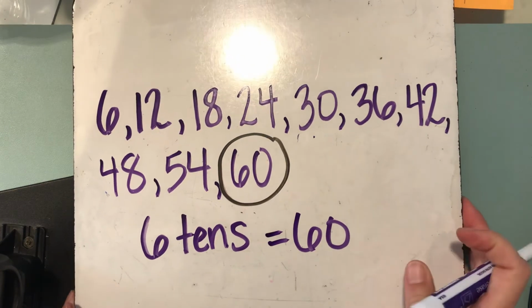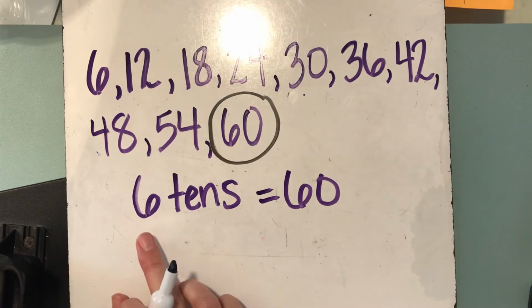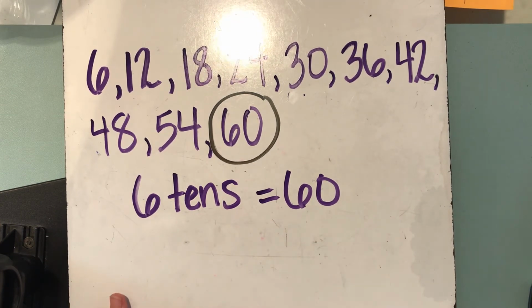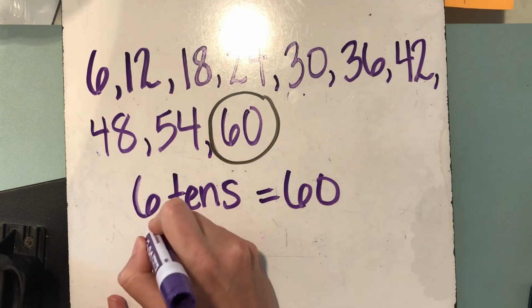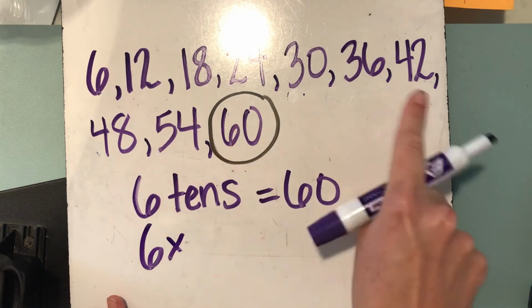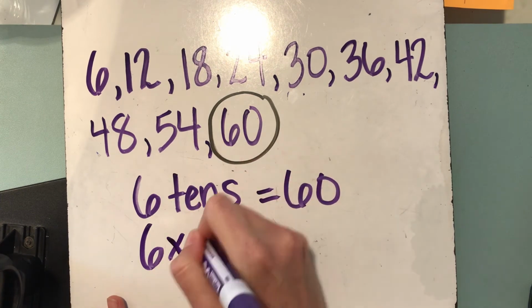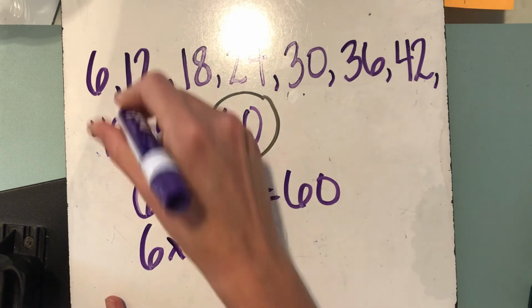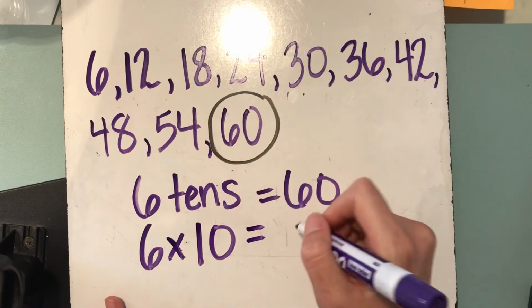So now we're going to do a multiplication sentence that represents 6 tens equals 60. See if you can do that. Well, what am I multiplying by? I'm multiplying by 6, right? So I know that. How many times did I skip count to get to 60? Oh, I skip counted 10 times. So 6 times 10 equals 1, 2, 3, 4, 5, 6, 7, 8, 9, 10, 60.